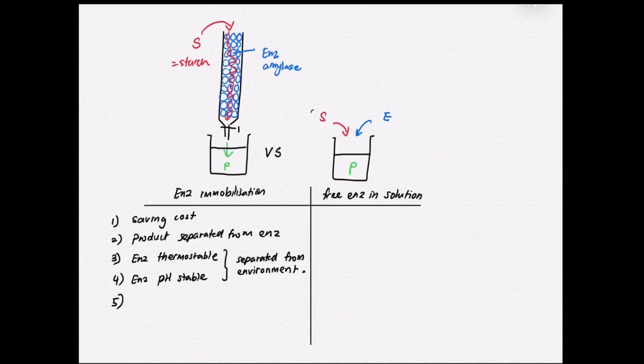Number 5, we say that the productivity could be higher as you can keep pouring in your substrate and continuously harvesting your product. So you don't need to waste time cleaning up the beaker and refilling the substrate and enzyme. In this manner, your productivity will be higher. And lastly, the enzyme can be reused, which is also one of the reasons why this technique is more cost saving.